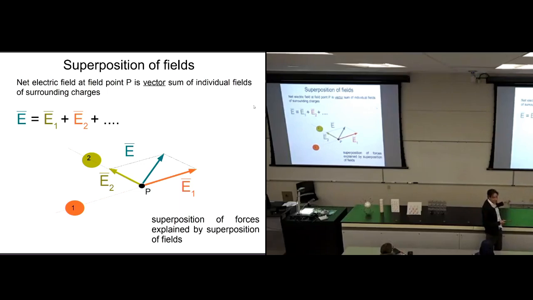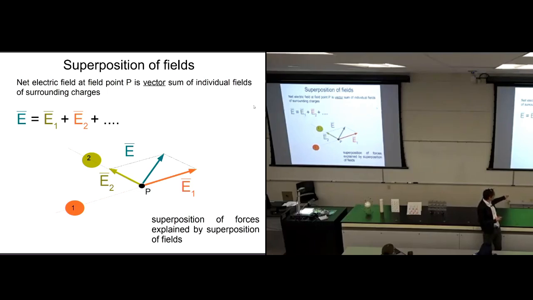Two charges. Remember these two charges from the last class? There was the orange one and the olive one. These, in the last class, created electrical forces on a third charge. In this case, they're just creating their electrical fields surrounding them. So this space around here is the superposition of the electrical field due to charge number 1 and the electrical field due to charge number 2.